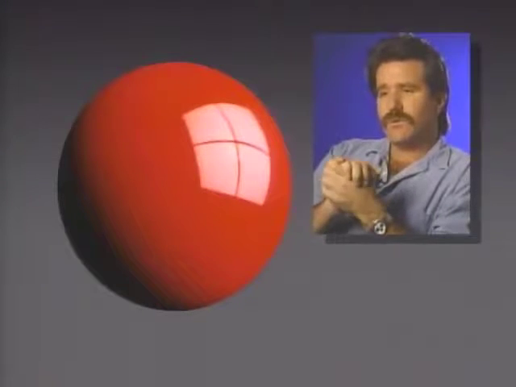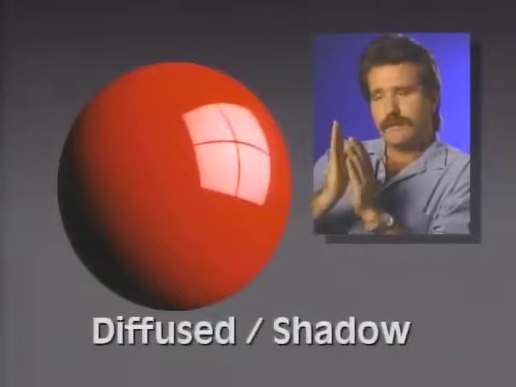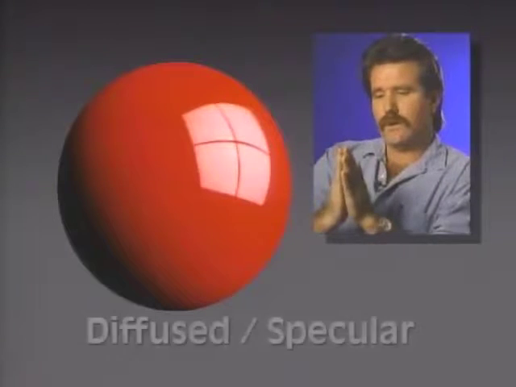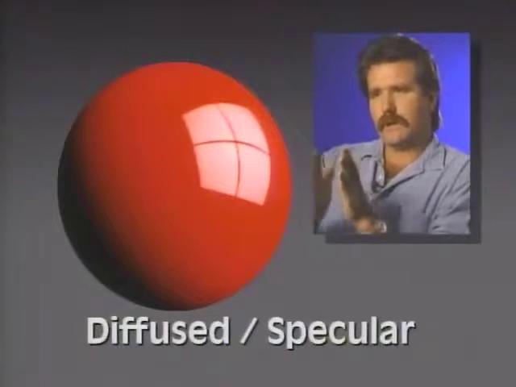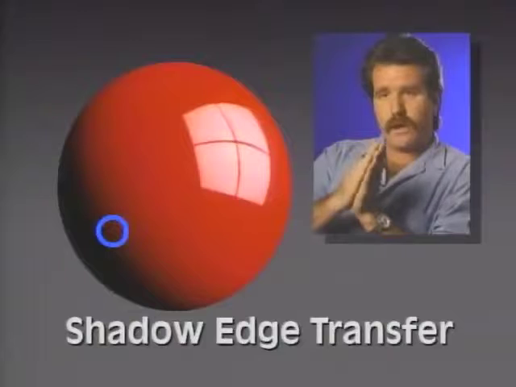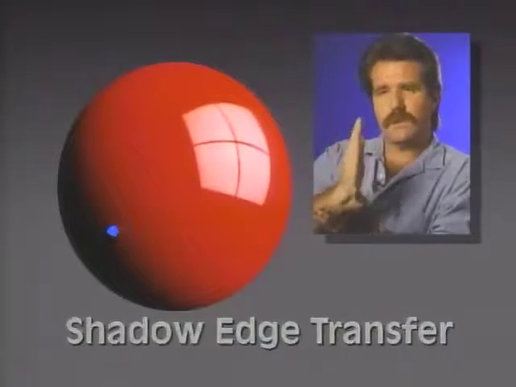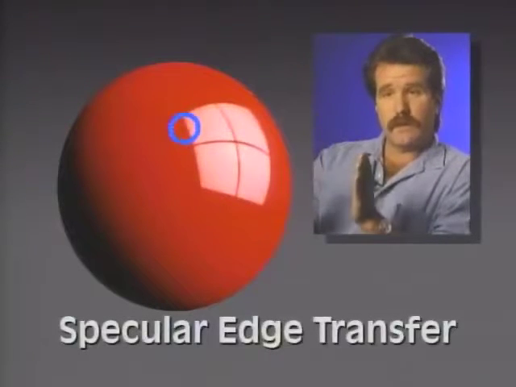The 5 forms of control are the control of the contrast between the diffused and the shadow, the control of the contrast between the diffused and the specular, and the edge transfer, the hard edge or soft edge transfer between the diffused and the shadow, and the diffused and the specular.